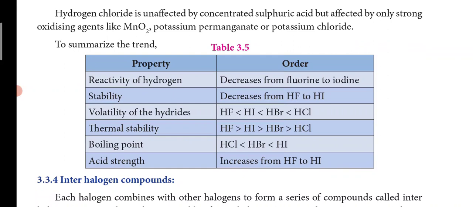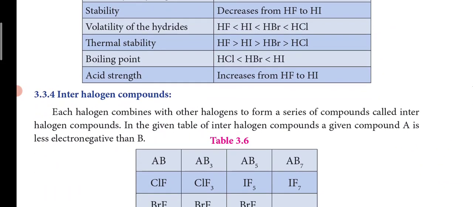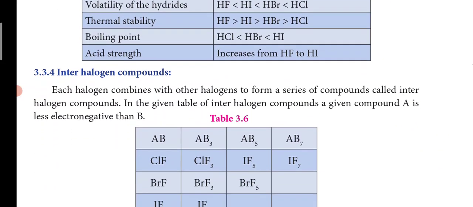Stability decreases from HF to HI, that is from top to bottom it decreases. And volatility of the hydrides increases from top to bottom, and thermal stability decreases top to bottom, boiling point increases top to bottom, and acid strength increases from top to bottom. So the table, if you remember it, will be very helpful for you.